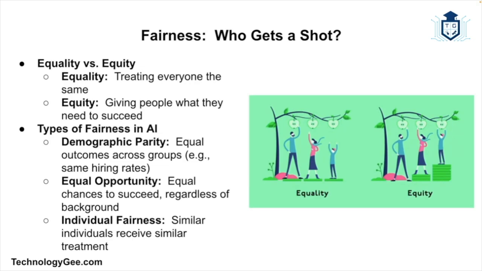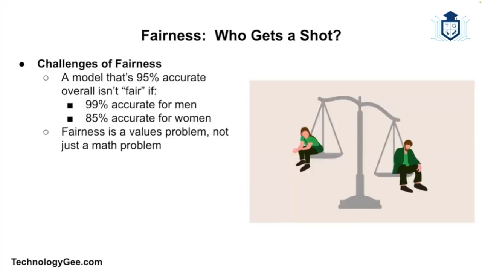This is ensuring equal chances for success, regardless of background. Then there's individual fairness. This is saying that similar individuals should receive similar outcomes. So now the question is, how come fairness is not easy?